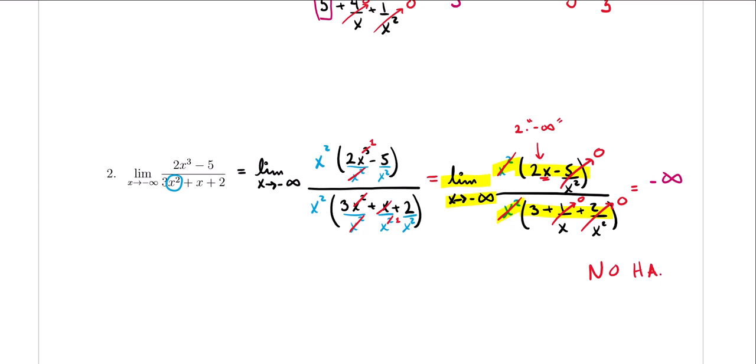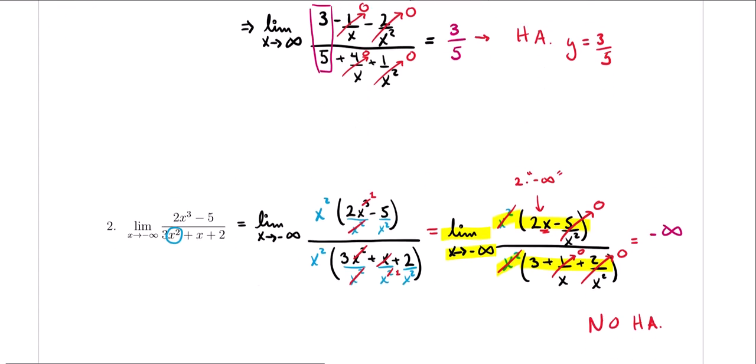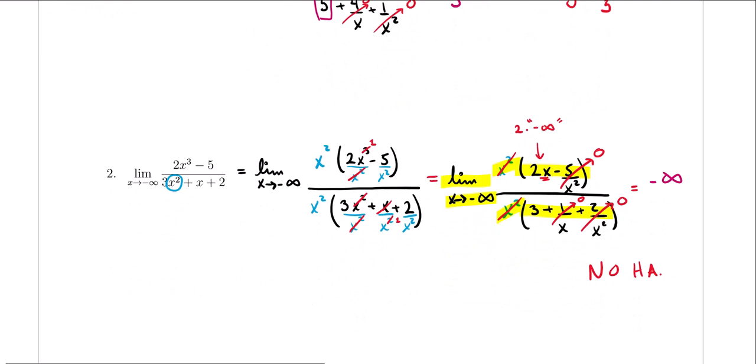And this was the key difference between this problem and the previous one. The previous problem gave us a finite number, so it does have a horizontal asymptote, but this particular expression does not have a horizontal asymptote.